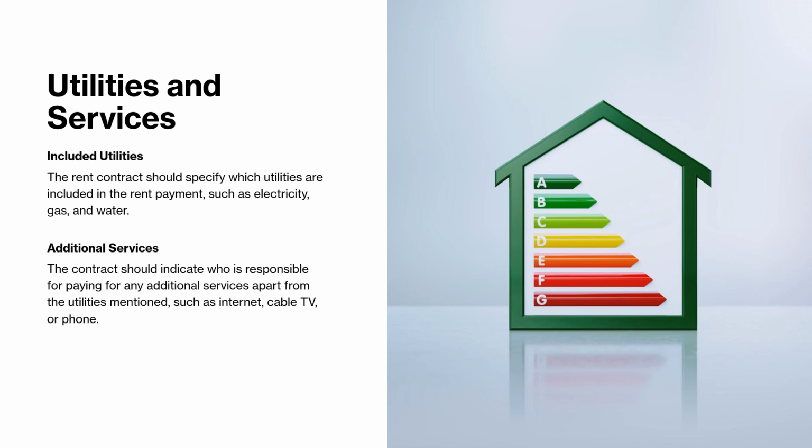Utilities and services. Included utilities. The rent contract should specify which utilities are included in the rent payment, such as electricity, gas, and water. Additional services. The contract should indicate who is responsible for paying any additional services apart from the utilities mentioned, such as internet, cable TV, or phone.